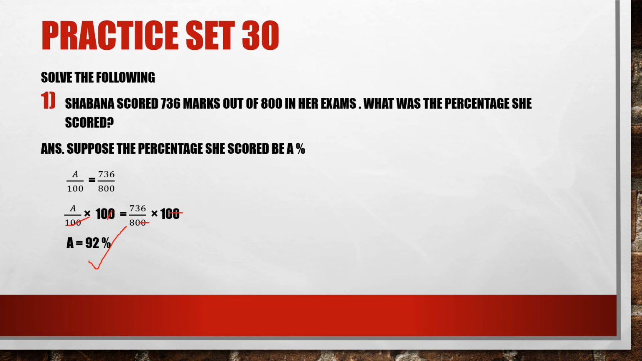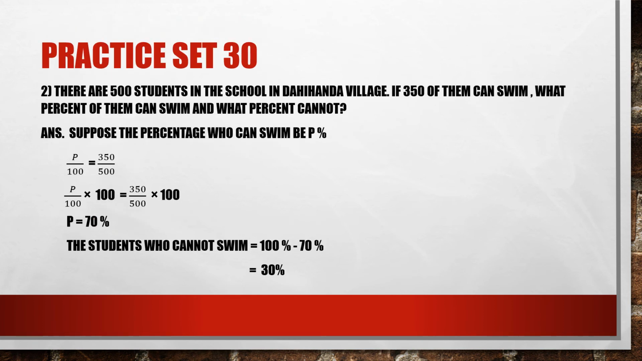Let's go to the next sum. There are 500 students in the school in Dahihanda village. If 350 of them can swim, okay, out of 500 students, 350 can swim, what percent of them can swim and what percent cannot? So we need to find out again how much percentage can swim, and how much cannot. So again, when we have to find out the percentage, you multiply by 100. So P upon 100, because we don't know who can swim, is equal to 350 upon 500.